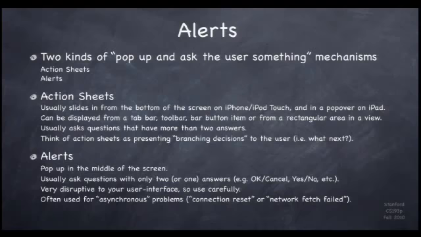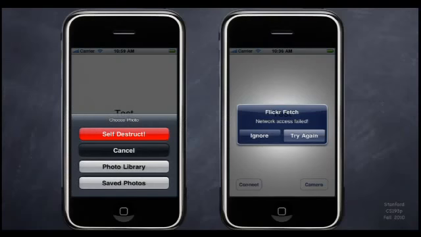All right. Action sheets, on the other hand, are something where the user is going to expect it to come up because they're going to do something that's going to require a branching decision. So here's what they look like. There's an action sheet on the left and a typical alert on the right. The action sheet on the left, you can see it's got a red button, self-destruct. That's called the destructive button or something like that.